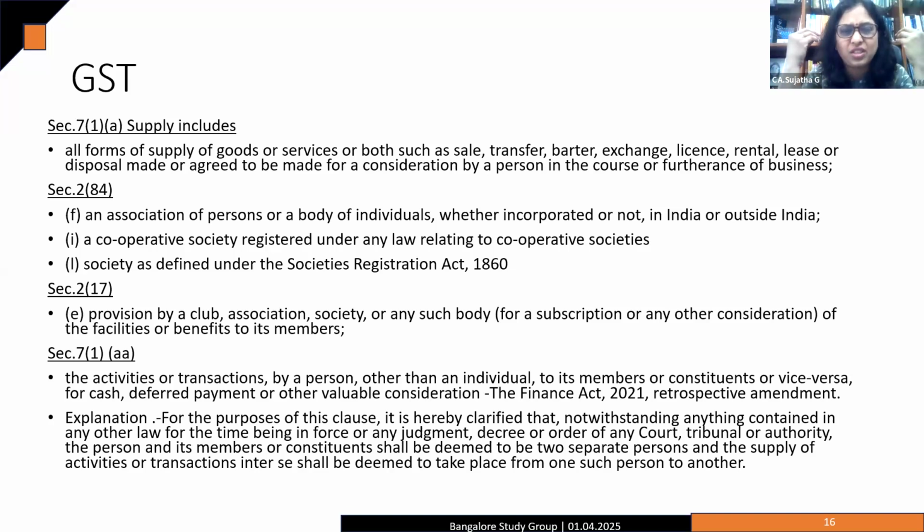Activity or transaction means everything will get covered. So monthly subscription, annual subscription, whatever you want to call it, everything else that was left out in section 7(1)(a) in the 8 forms of supply will also be covered.